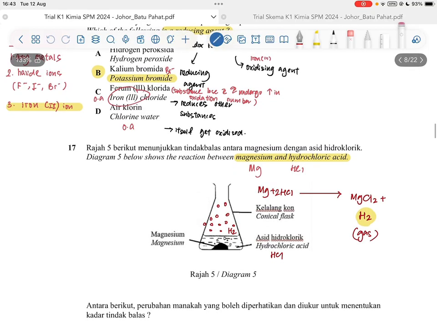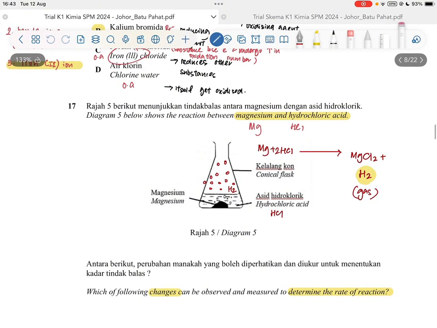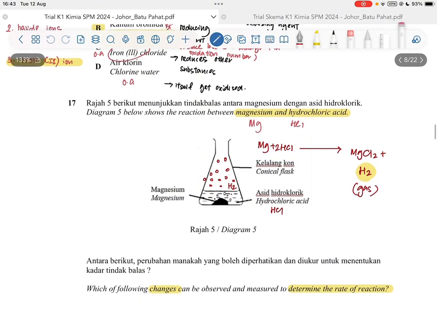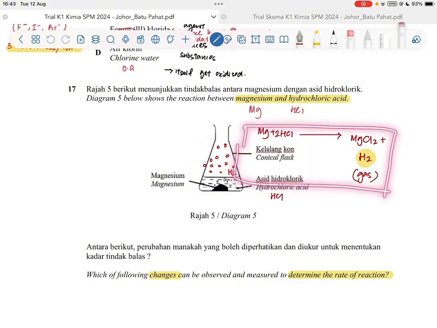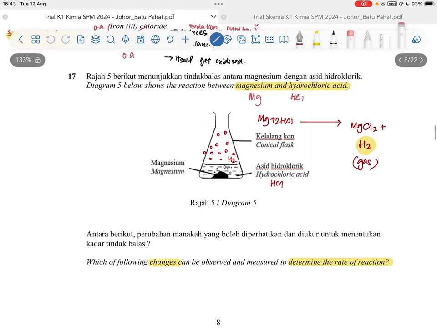Okay, let's look at question 17. Diagram 5 below shows the reaction between magnesium and hydrochloric acid. So we need to come up with a chemical equation for this. This chemical equation is already balanced. We will observe that H2 is actually a gas, so this gas can be used as an indicator to measure the rate of reaction.